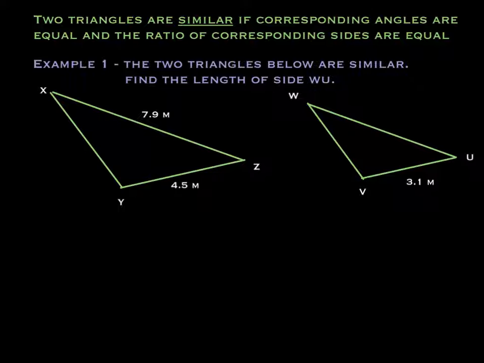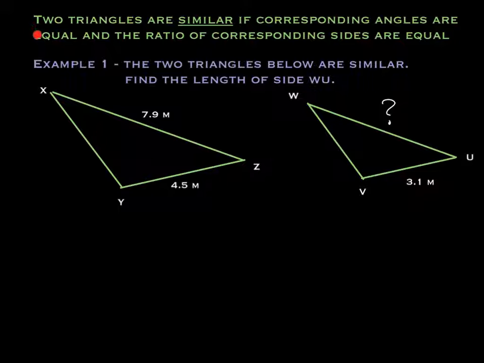So now that we have a definition of what similar triangles are, it's going to allow us to do things with these triangles that we normally wouldn't be able to do with any old triangle. We have two similar triangles down here below. You can hopefully see that the one on the left is a little bit larger than the one on the right. In this question, we're told that the two triangles are similar, and we want to know the length of side WU. That would be this side over here.